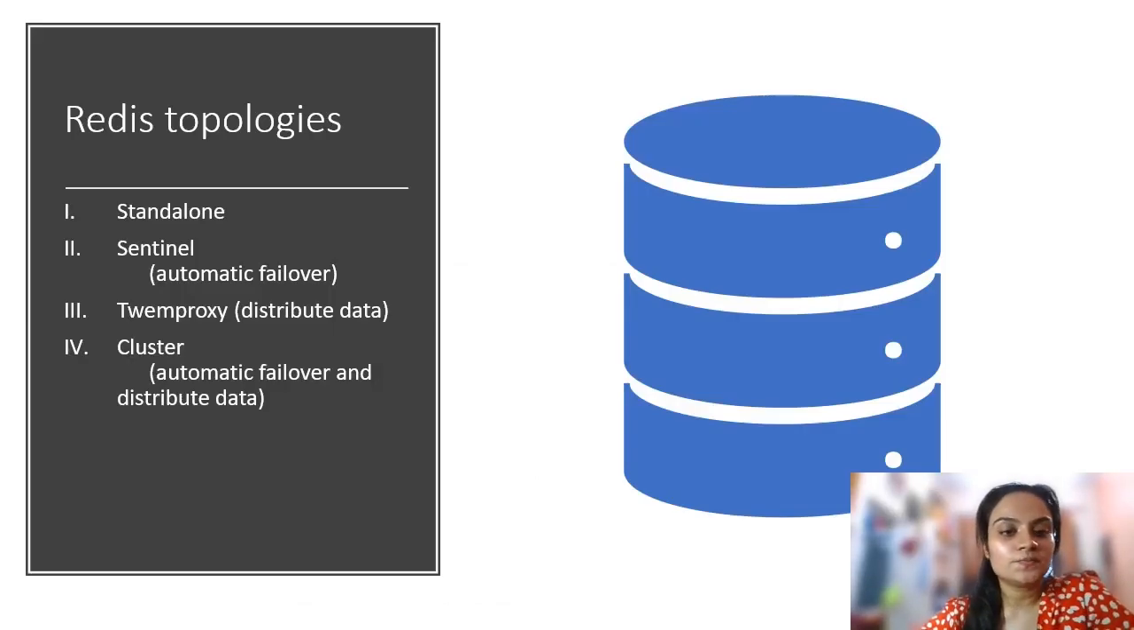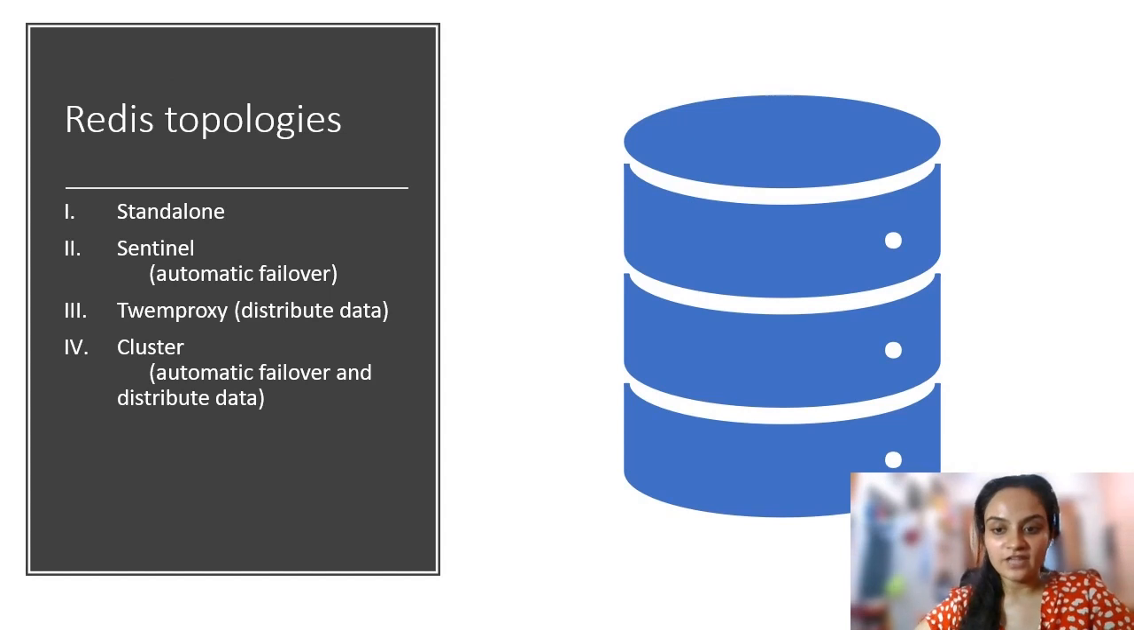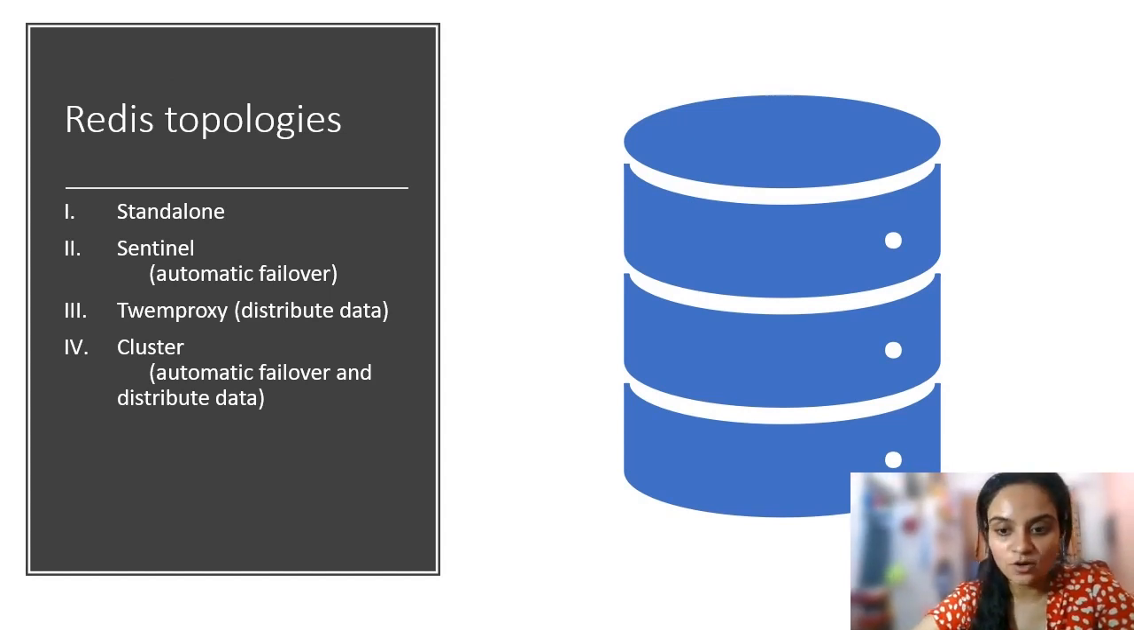So now we are going to talk about Redis topologies. They are standalone; Sentinel, that is automatic failover; we have Twemproxy, distributed data; and a combination of the second and third, that is cluster, automatic failover and distributed data. So we are going to see each of these in detail in our next slides.